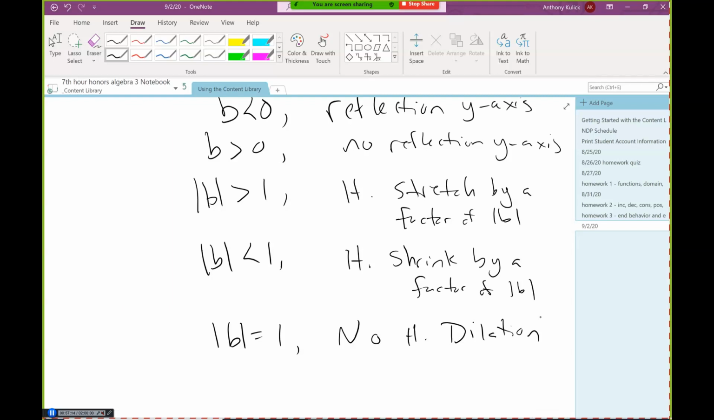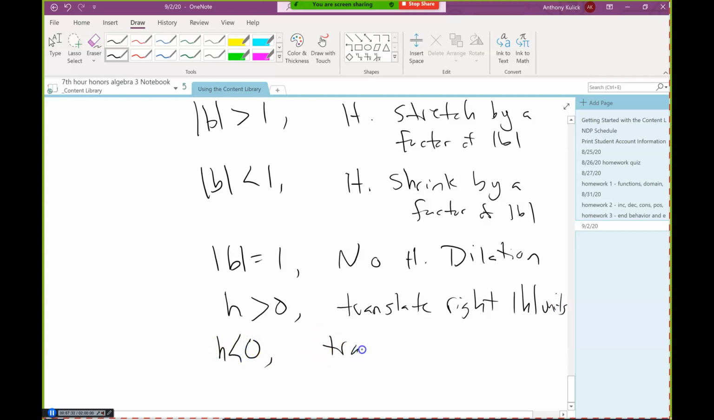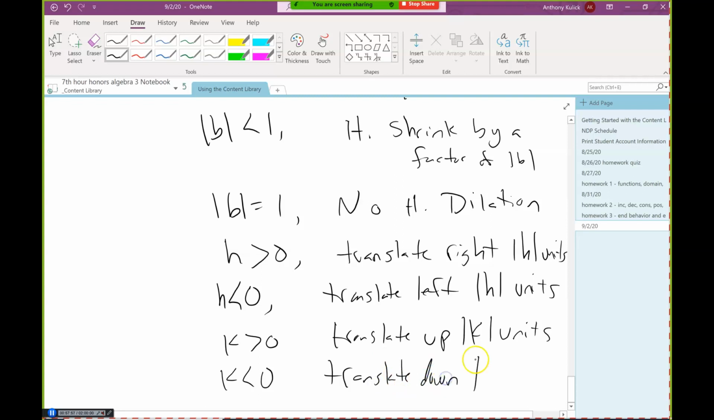Okay. The last two coefficients we have to talk about are the h and the k. So if h is greater than 0, we're going to just translate to the right h units. If it's less than 0, we're going to translate to the left h units. And then lastly, we have k. If k is greater than 0, we're going to translate up k units. And if it's negative, we're going to go, surprise, surprise, down k units.